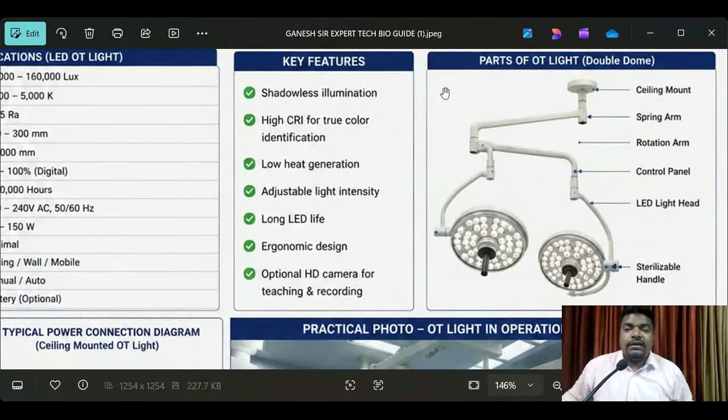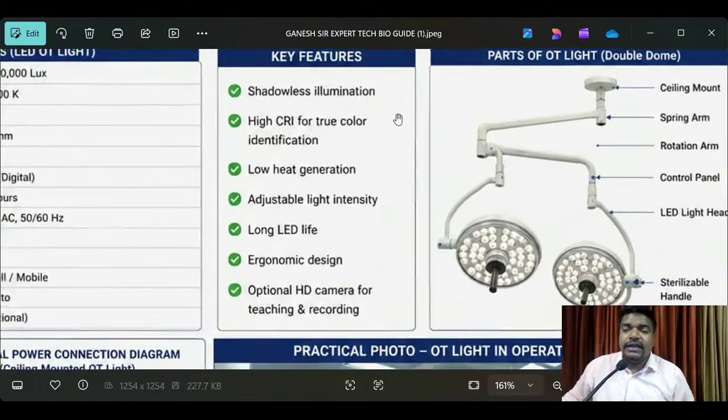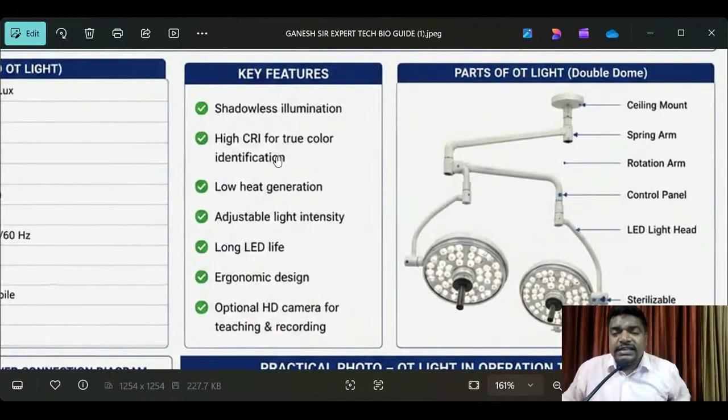Now the key features. Why is an OT light recommended? Why not use a normal light? That is the difference: the OT or surgical light offers shadowless illumination, high CRI for true color identification, low heat generation, adjustable light intensity, long LED life, ergonomic design, and an optional HD camera for teaching and recording. These are very important for us as biomedical engineers to know.